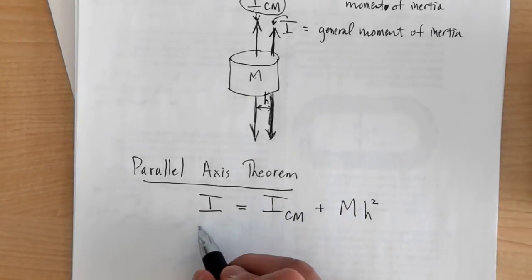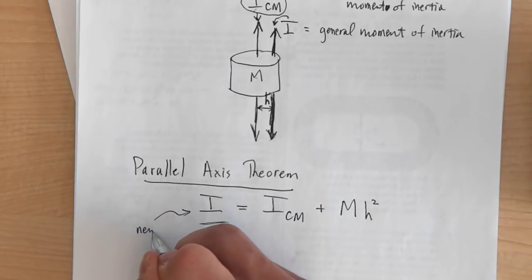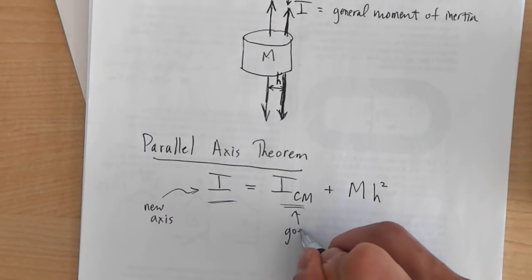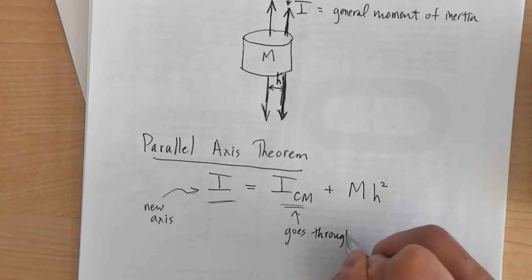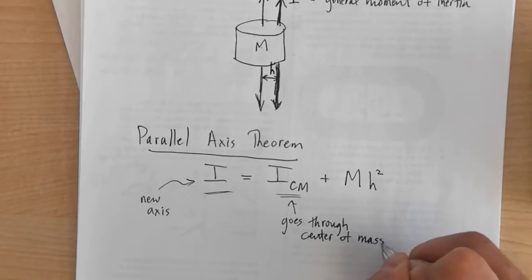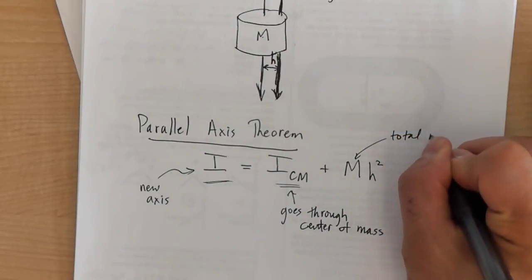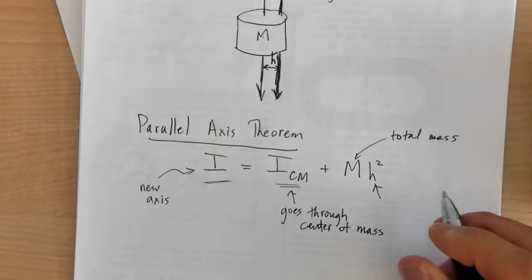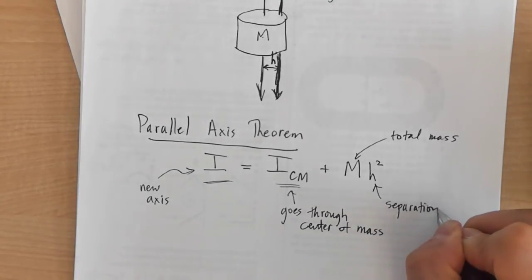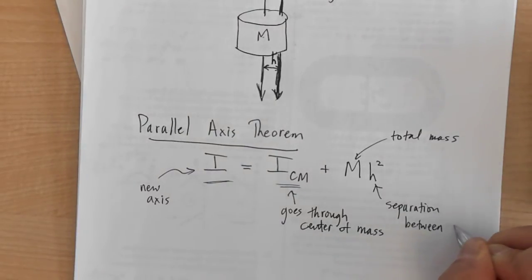So that's the formula. The moment of inertia through a new axis, that's parallel to the one that goes through the center of mass. And this is the total mass. And the h squared, the h is the separation between axes.